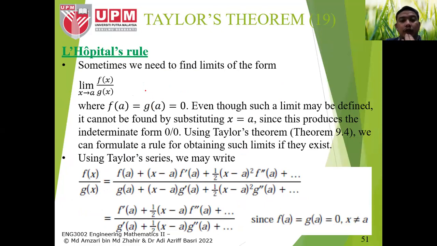L'Hopital's rule is needed to find limits of this form. If you remember, we learned in your Maths 1, or even earlier in this topic on ordinary and partial differentiation, the limit of x approaching a value of f(x) and g(x), where f(a) and g(a) equal 0. So even though such a limit may be defined, it cannot be found by substitution. When you substitute x equal to some value, you get 0 divided by 0, which is indeterminate. So you need to use Taylor's theorem, and specifically L'Hopital's rule.